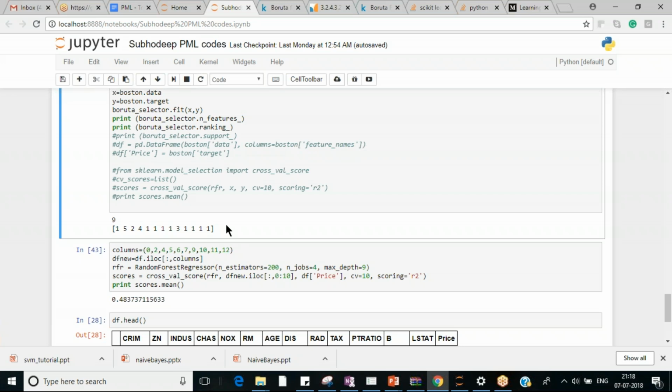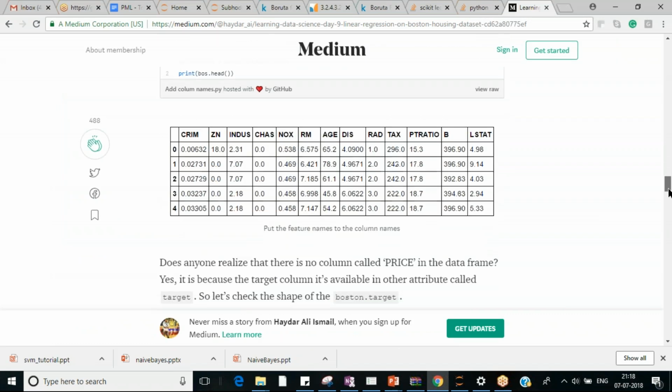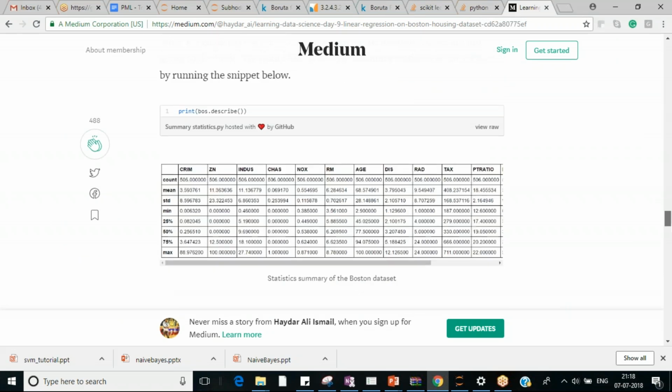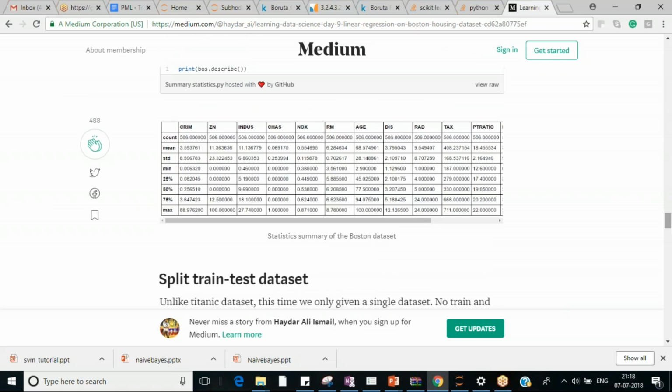One thing which I could not understand: could you open that medium page which you were showing in the last tab? There is data.describe where mean, median are there. Could you go down? It will be there. Yeah, this one, count, mean, basically. I was trying to understand, but it was not described in detail.